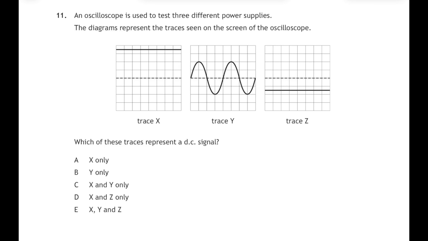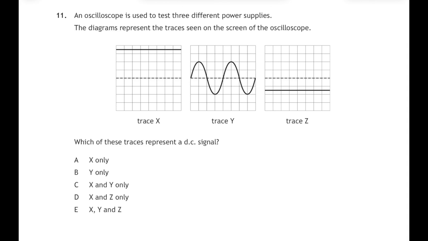Question 11. An oscilloscope is used to test 3 different power supplies, and the diagrams represent the traces seen on the screen of the oscilloscope. Remember, an oscilloscope is just a device that gives you a picture of the magnitude of an electrical signal over a period of time. Now, we're asked which of these traces represents a DC signal.